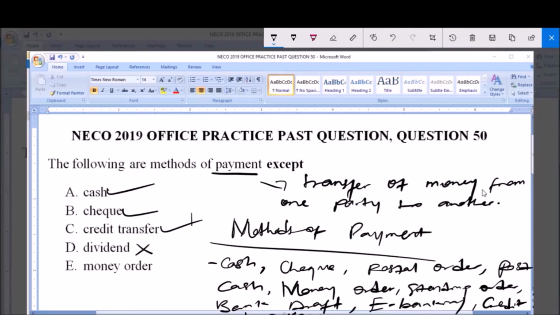Dividend is what you receive when you invest, like when one engages in an investment. The profits or the result of this investment is what we call dividend. So dividend is not a method of payments. Now E says money order. Money order is a method of payment. So the answer to this question is option D, dividend.